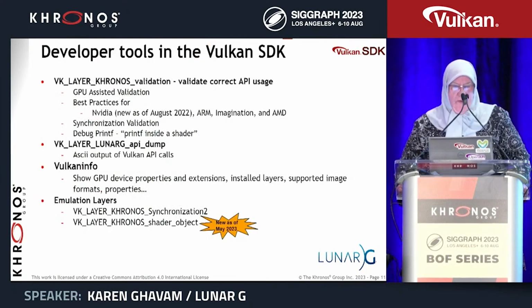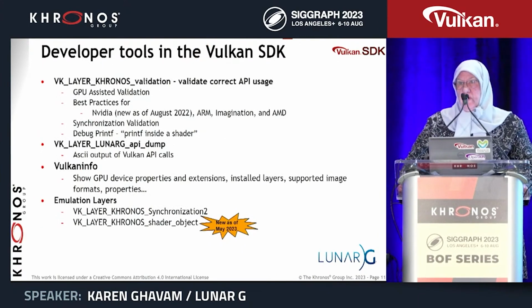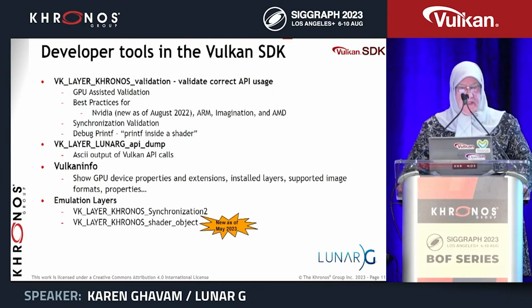So moving on, validation layers. That is, of course, the most popular tool in the SDK and the most essential. There are several different types of validation as well. There's GPU-assisted validation, validation that is occurring on the GPU at runtime. There's best practices, where you may not be violating usage of the spec, but we can detect behaviors that might not be the best way to use the API, and you'll get warning messages to that effect. And we have best practices for NVIDIA, ARM, Imagination, and AMD at this point.